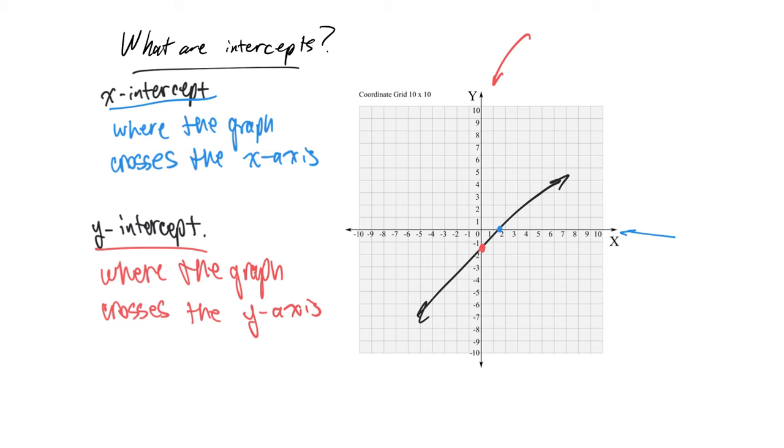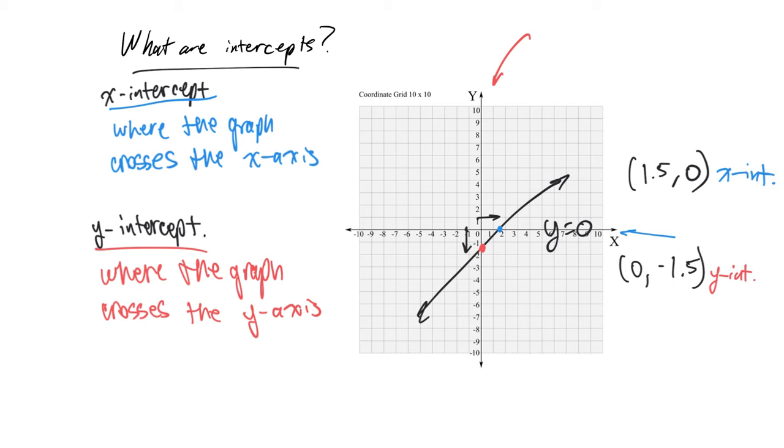Something to point out, along the x-axis, y equals 0. So it looks like it's 1.5. So my point would be (1.5, 0). I go to the right 1.5, but I don't go up or down. We'll write xint for short. If you look here, I only go down. I don't go right or left. So my x coordinate is 0. I'm not moving right or left. And my y coordinate looks like it's negative 1.5. Okay, and this would be my y-intercept.